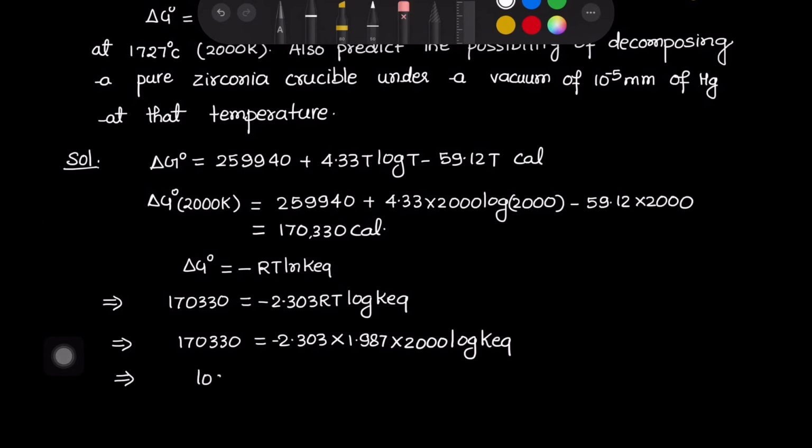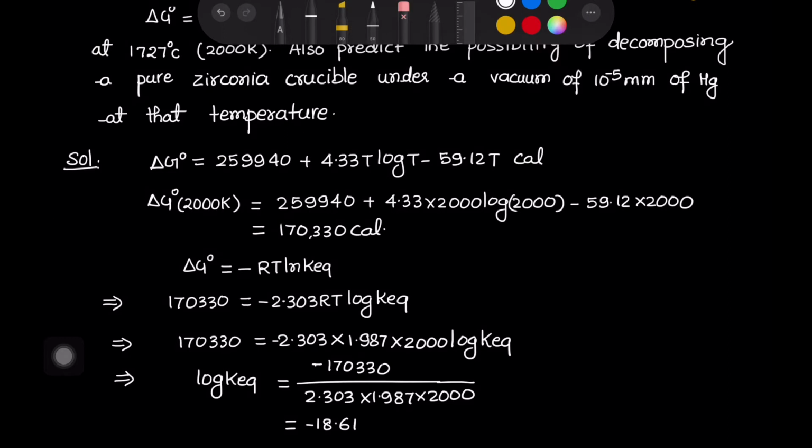So log K equilibrium value will be simply negative of 170330 divided by 2.303 into 1.987 into 2000. Again we'll use the scientific calculator to find this value, and that will be approximately minus 18.61. This is the value that will come.